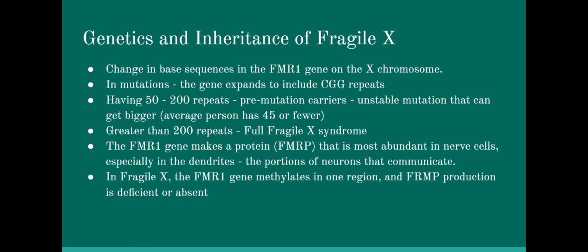If you have 50 to 200 repeats of this CGG sequence that don't make sense, you are a premutation carrier. It's an unstable mutation. It could get bigger. Average person has 45 or fewer of these repeats. A carrier has 50 to 200. In that gray area, 45 to 50, we have people who aren't quite carriers, but if you identified this, you would want to watch them and counsel maybe future generations. Greater than 200 repeats results in full Fragile X syndrome.